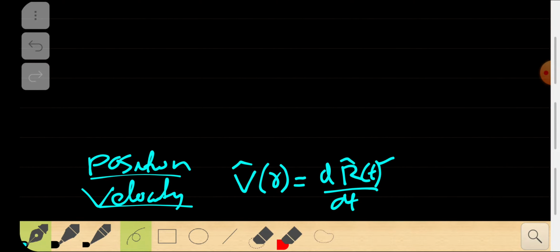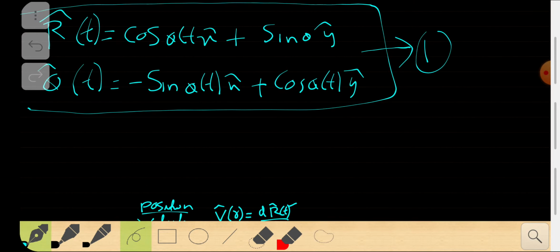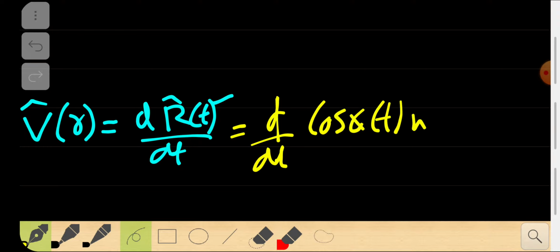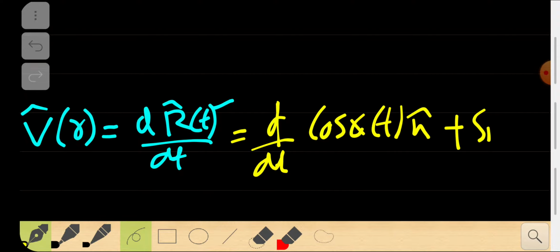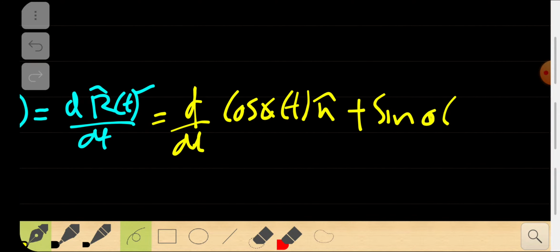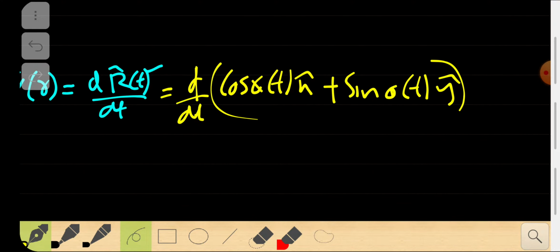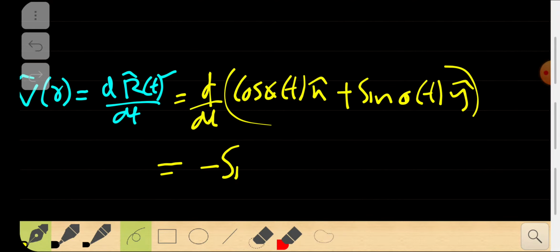From equation 1 we have r of t here, so I can substitute this r of t back into this equation. And now what I will get is d by dt of cos theta of t in the x cap direction plus sine theta of t in the y cap direction. So that's the r of t substituted back into this equation. Now I can take the derivative and I get minus sine theta, and theta is also a function of time, so I have to take that derivative as well, right?